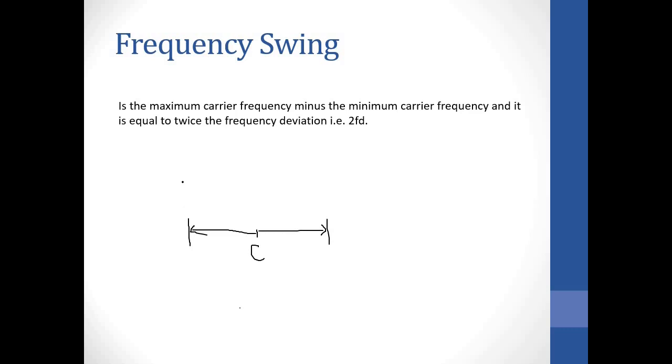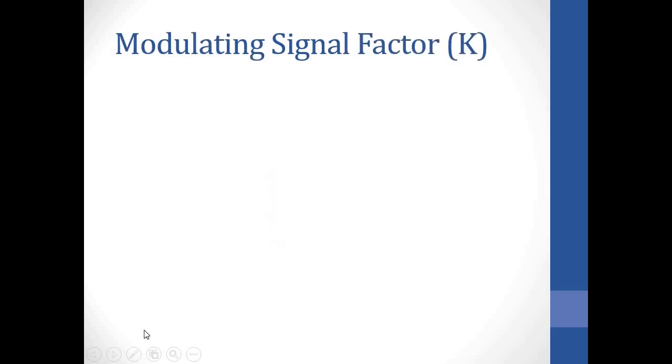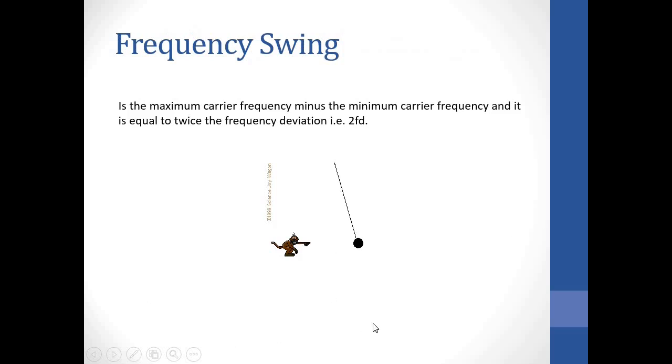So the swing is the difference between the highest and the lowest frequency that occurs. We say deviation is from the center going up or from the center going down. But for swing, we're talking about from this point to that point. So it will be 2FD. This is the swing. It's just an animation to help you understand the swing.